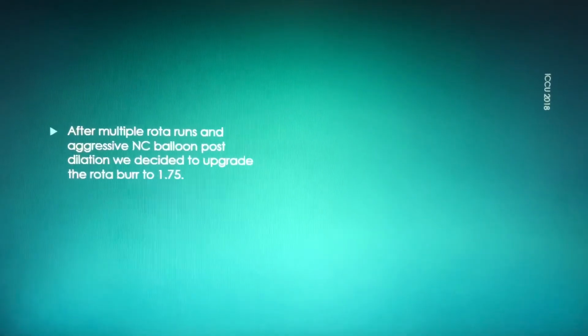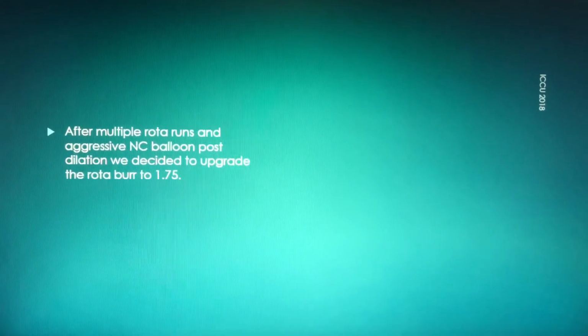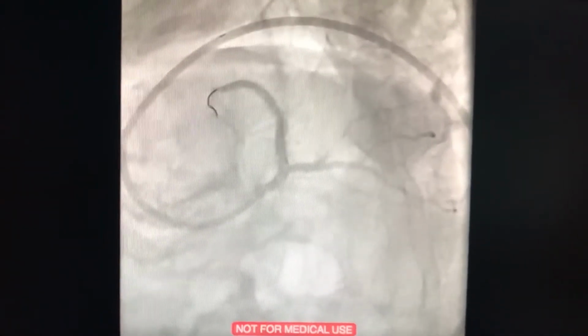So after multiple rota runs and aggressive NC post dilation, we decided to upgrade the rotaburr to 1.75. These are the runs with 1.75. As you can see, we gradually increase the rotation, and we went up to 175,000, and you have to give time between the runs because it needs to cool down, and you have to watch out for no reflow phenomena. And after multiple runs, we are here.